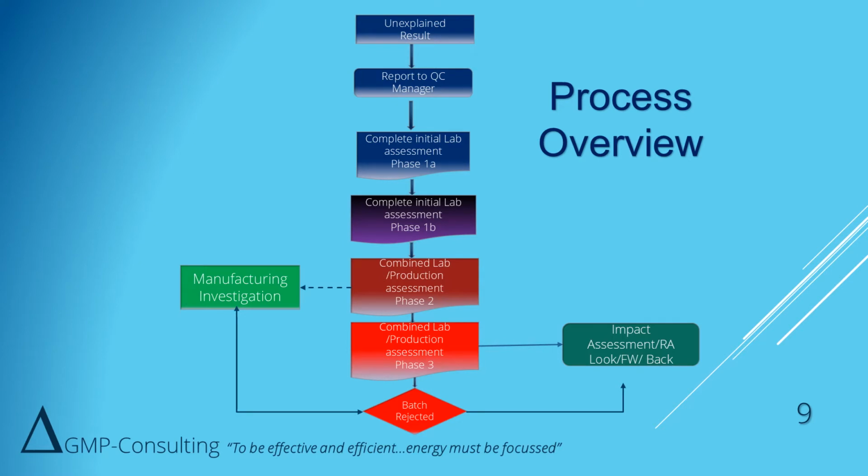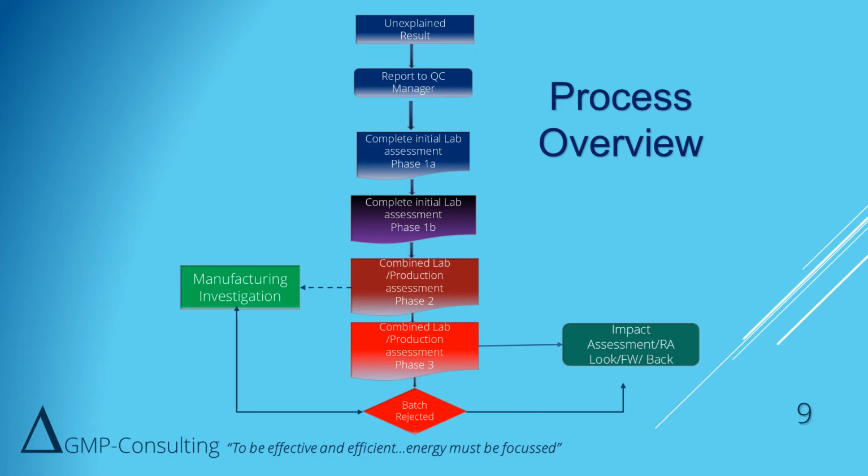Here is an overall top-level flowchart of the process expected to be used. So you get an unexplained result. It gets reported to the QC manager. The QC manager will do the initial phase 1A assessment, looking for really basic mistakes like you did the wrong sample or knocked it over or something. If it doesn't get past that, it'll go to 1B, which is a more in-depth look at the methodology, the instrumentation, the calibration, looking at validation reports, looking for still laboratory-based issues, but much harder to spot.